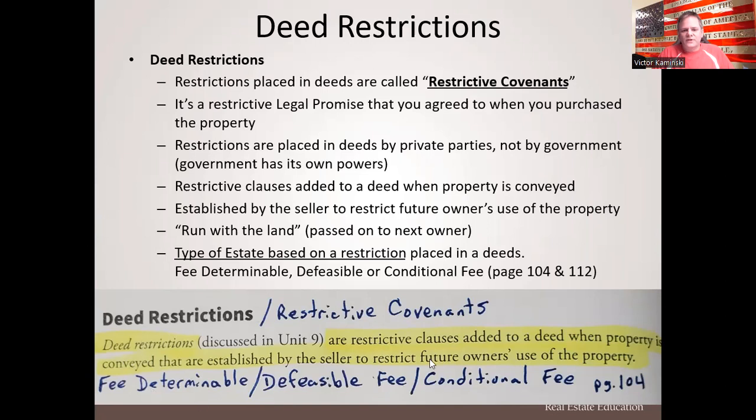So deed restrictions are restrictive clauses added to a deed when a property is conveyed that are established by the seller to restrict the future owner's use of the property in some way, shape, or form.